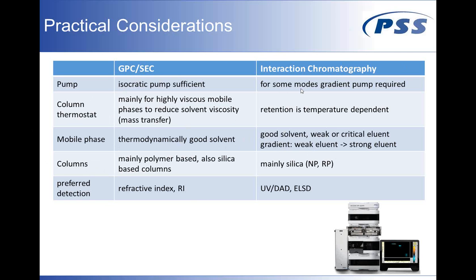Detection: since in GPC you run only isocratically, the refractive index detector is suitable. However, in interaction chromatography, it's much more common to use UV or DAD detection if you have chromophores in your polymer, and provided that your solvent has a free window where you can use UV detection. Most of the time, the ELSD, the evaporative light scattering detector, is the method of choice to run gradient chromatography or critical chromatography.